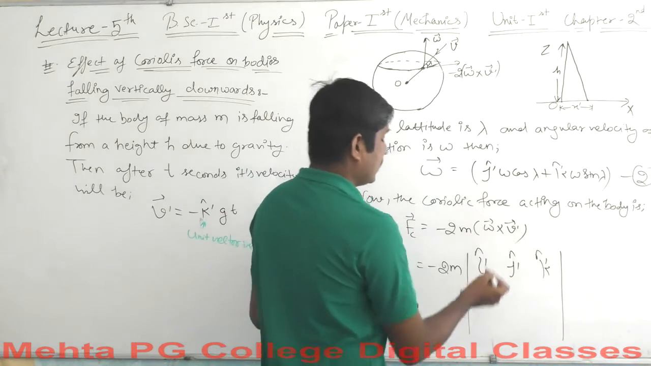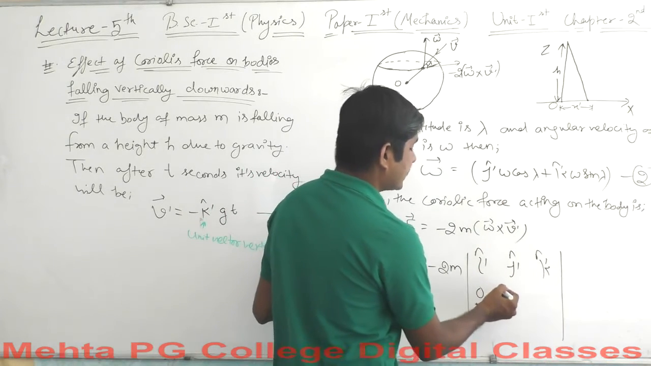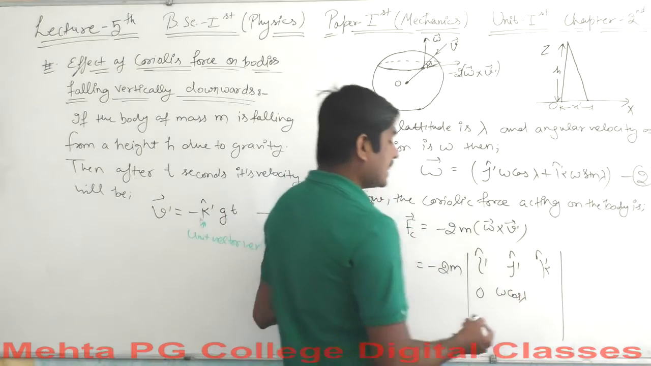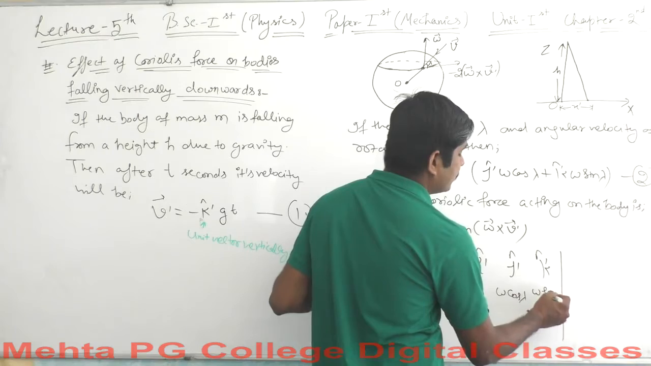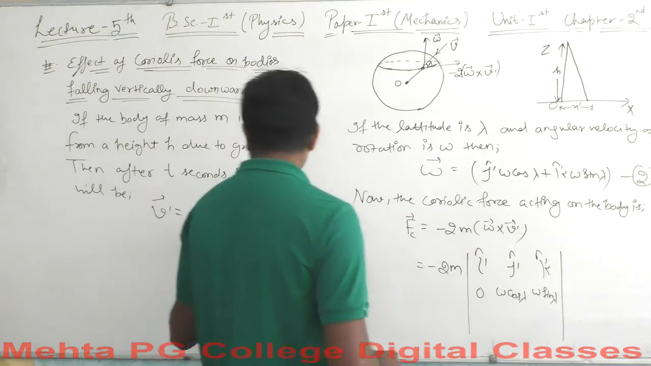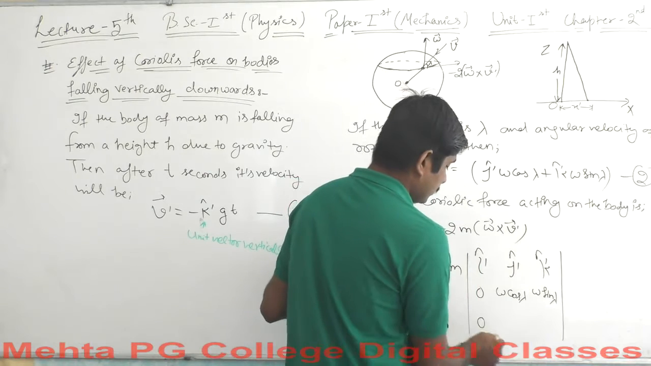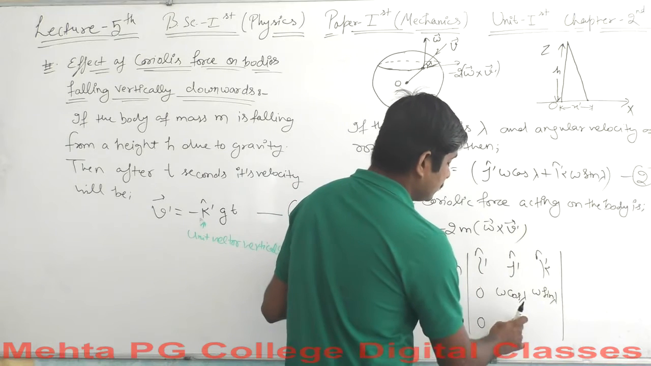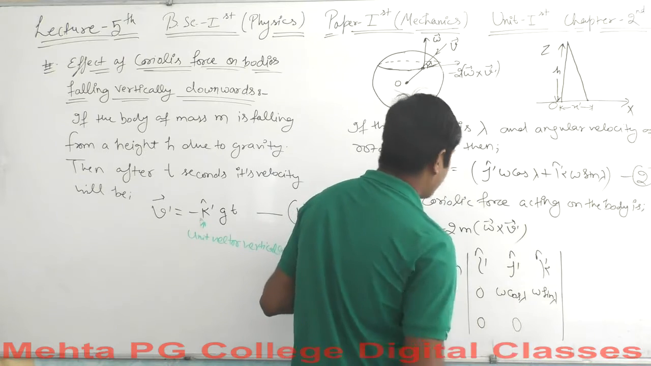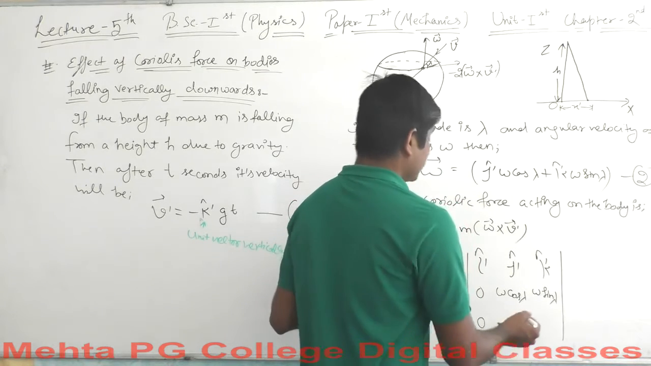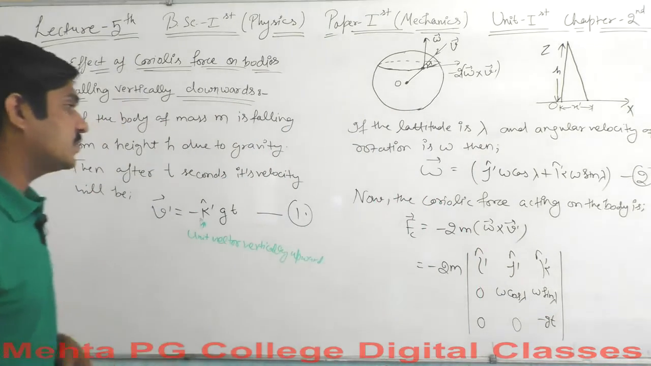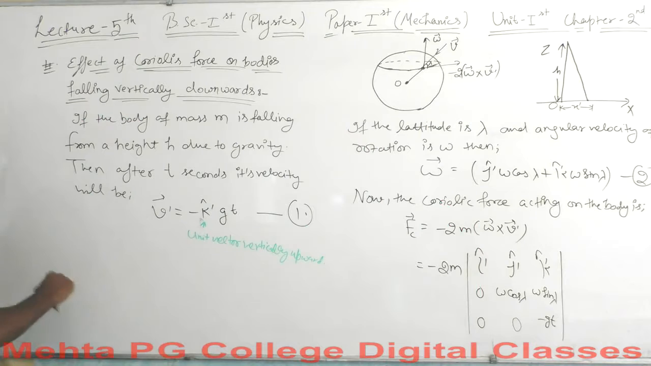For omega, the i dash cap component is 0, for j dash cap we have omega cos lambda, and for k dash cap we have omega sine lambda. For v dash, the i dash cap component is 0, the j dash cap component is again 0, and the only component that we have is minus gt. So this is the Coriolis force here.